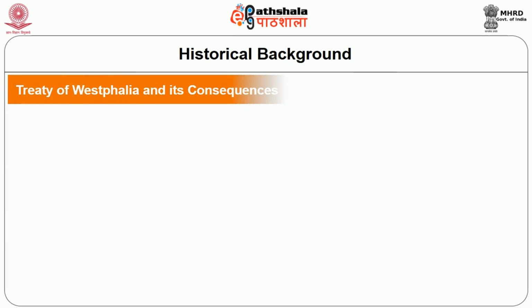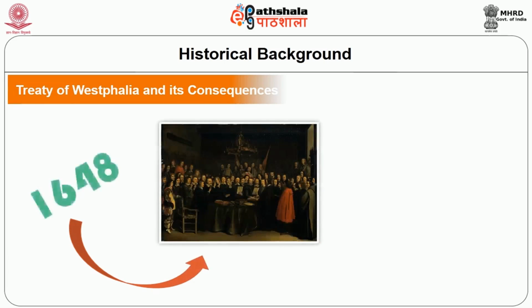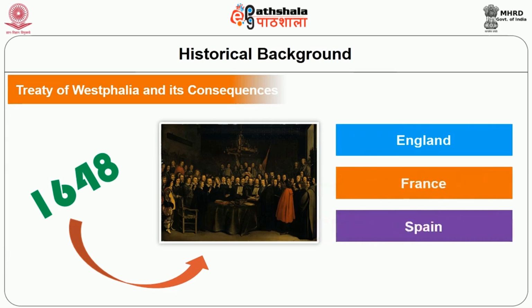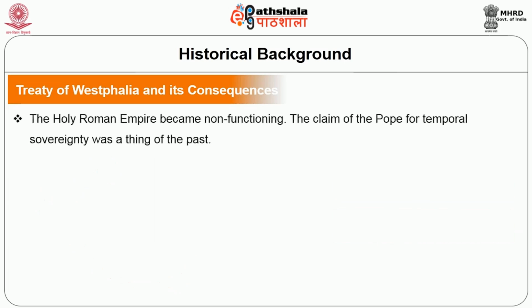Treaty of Westphalia and its consequences. The state system took its modern form since 1648 when the Treaty of Westphalia was concluded. By 1648, England, France, and Spain had already developed into nation-states. The Holy Roman Empire became non-functioning. The claim of the Pope for temporal sovereignty was a thing of the past.